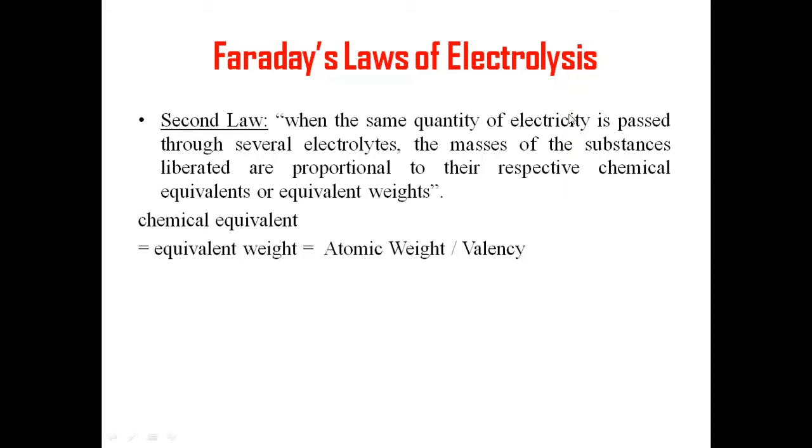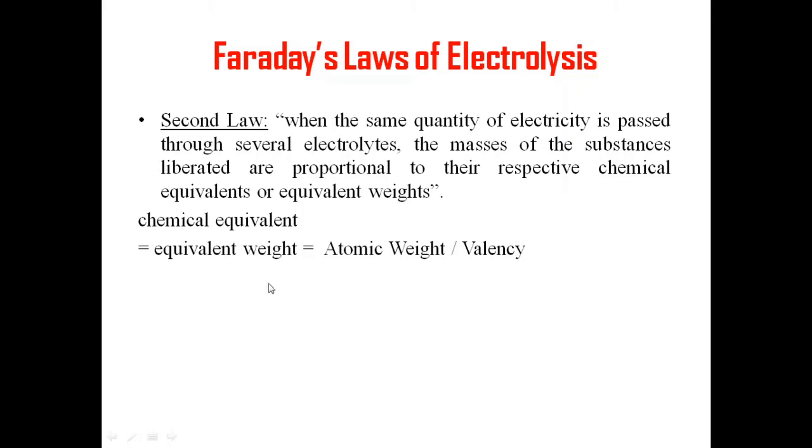So when the same quantity of electricity is passed through several electrolytes, the masses of the substances liberated are proportional to the respective chemical equivalents or equivalent weights. You just need to be very clear about these two laws. The first law says that whenever mass is liberated, that mass is directly proportional to the electricity flowing through the electrolyte, but only if we have one type of electrolyte. If there are several different electrolytes and the same current flows through them, then the mass liberated is not dependent on the current. It is dependent on the respective chemical equivalent.